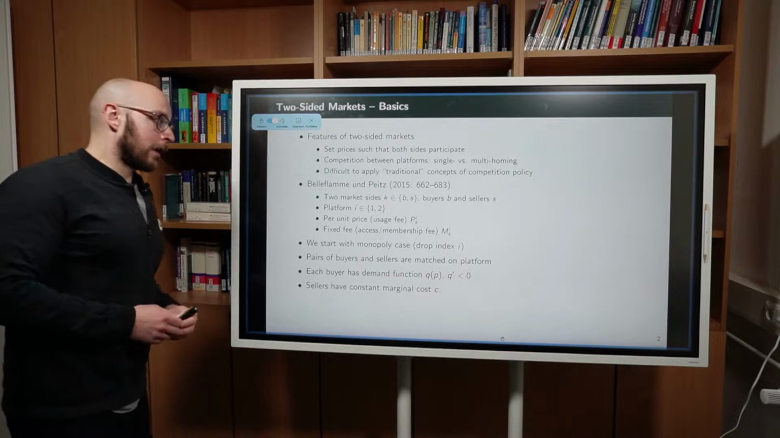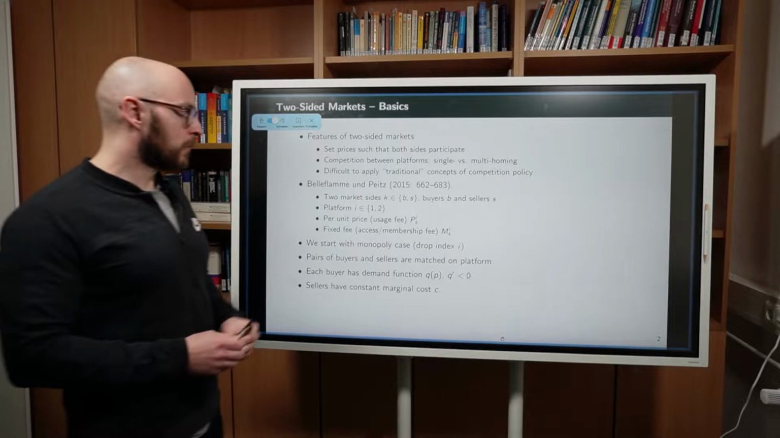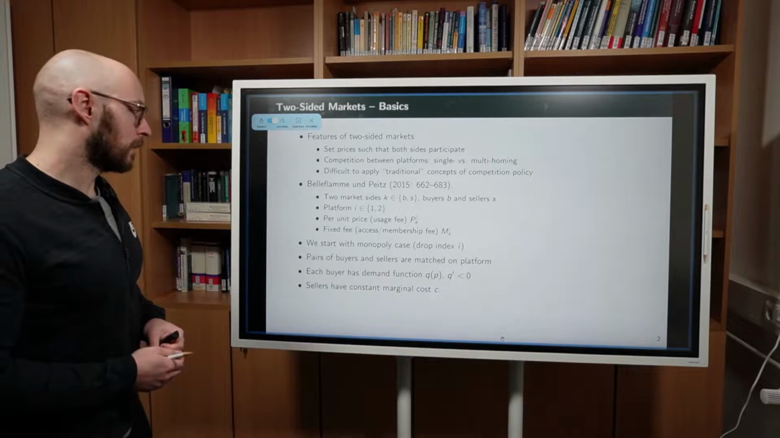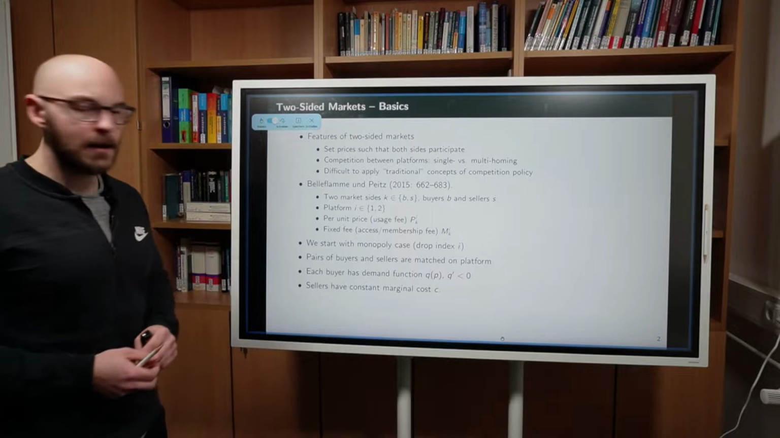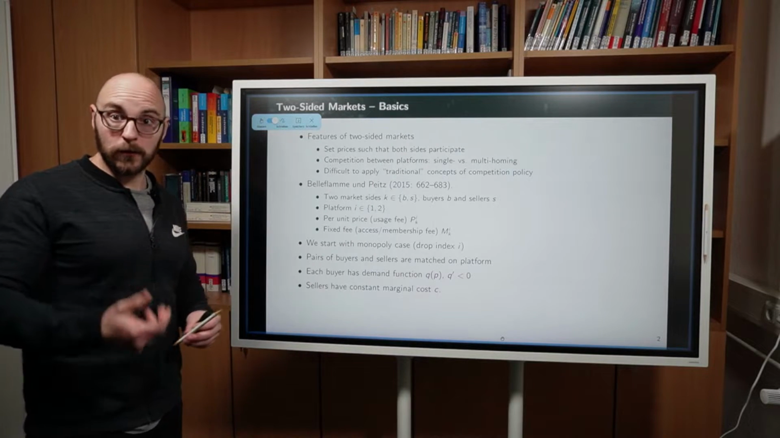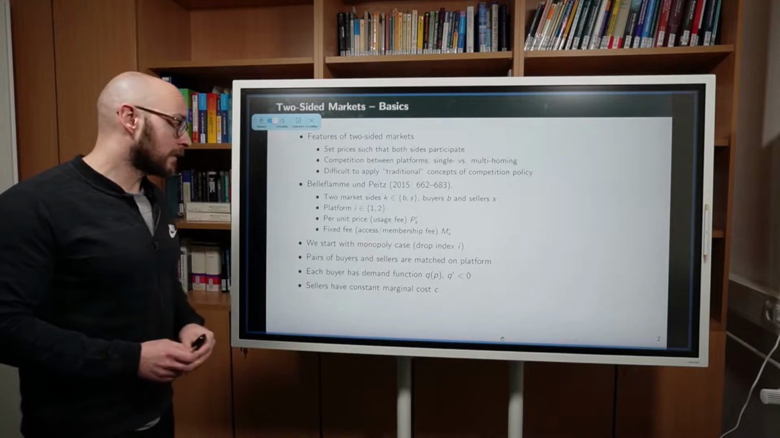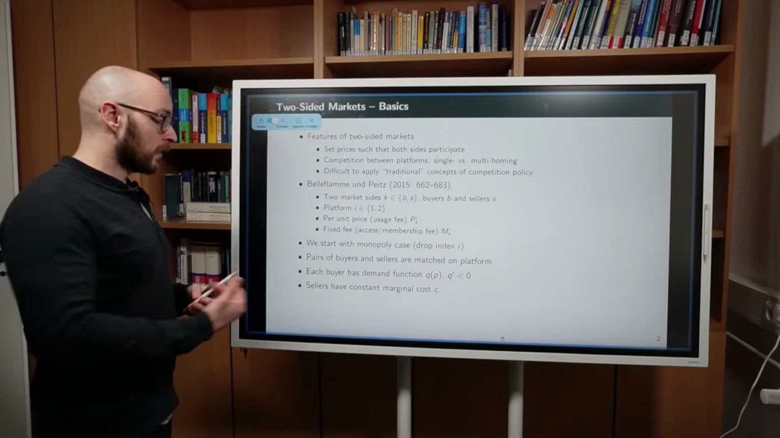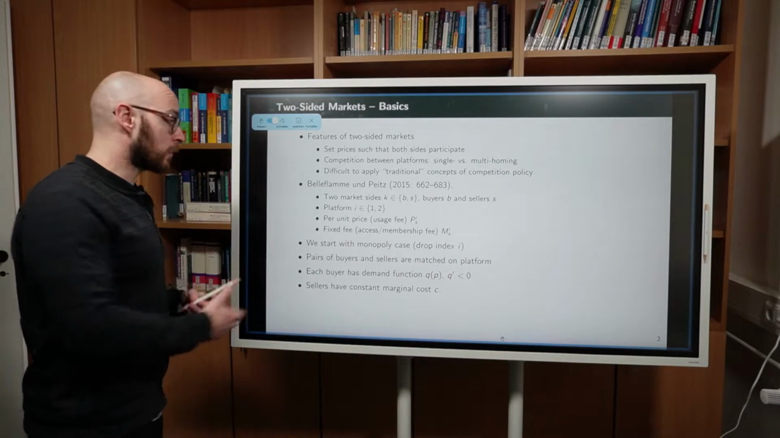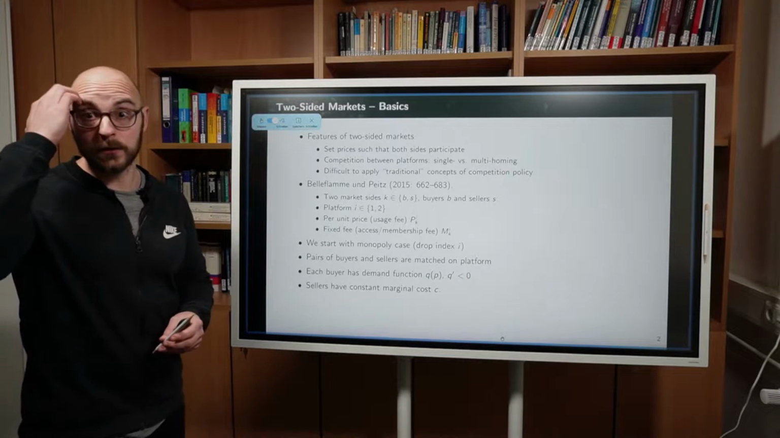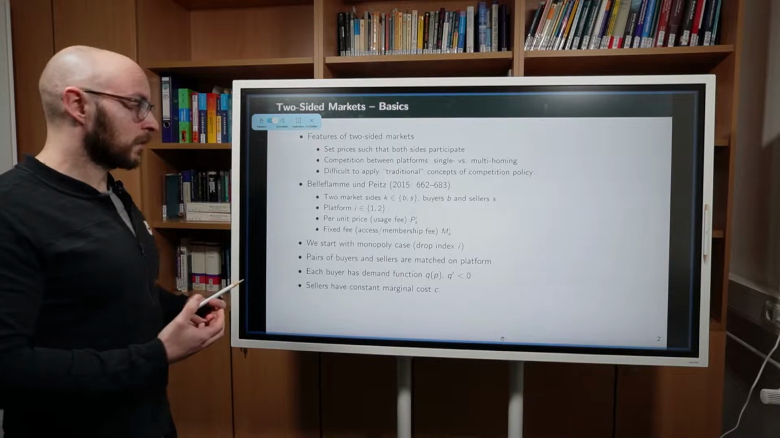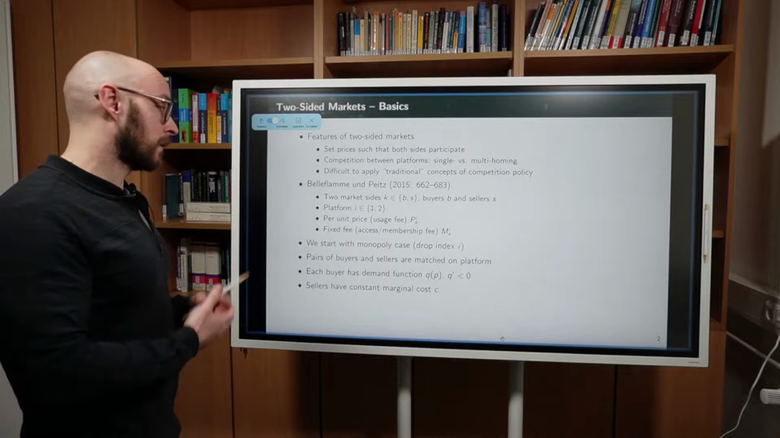Okay, so how does the model look? We have two market sides, B and S, which we define as buyers and sellers, because it's quite illustrative. Then we have two platforms, 1 and 2, and the index i refers to these platforms. Then we have a per unit price, which is basically a usage fee. For instance, if you buy a game for a console, or if you're on eBay and there's a per transaction fee that you're paying, then this would be a usage fee.